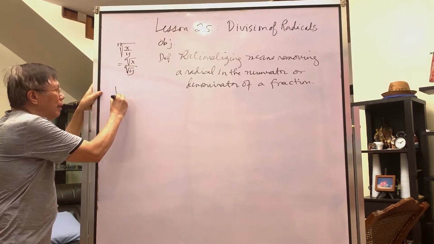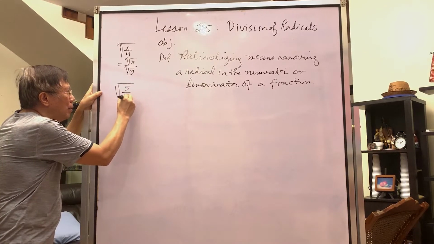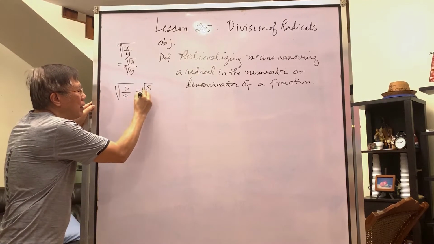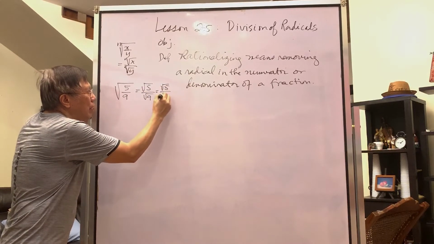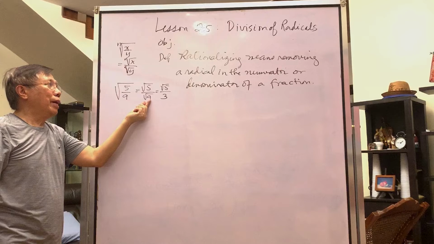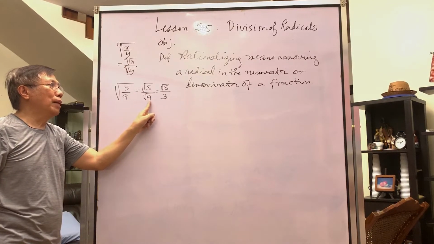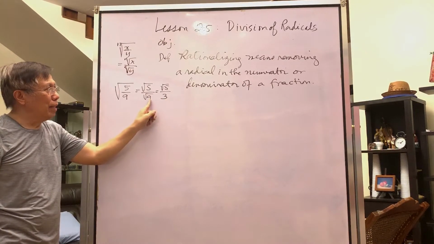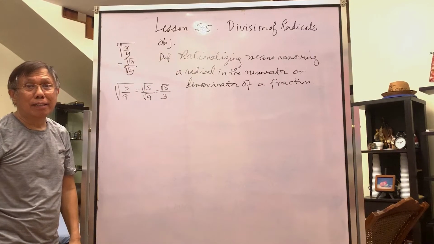Note that in your previous lesson, if we had 5 over 9 under a square root, we simplified this as square root of 5 over square root of 9. Then this is square root of 5 over 3. We were able to remove the radical in the denominator because the square root of 9 is a perfect square. What happens if this denominator is not a perfect square? Then we would resort to rationalizing the denominator.